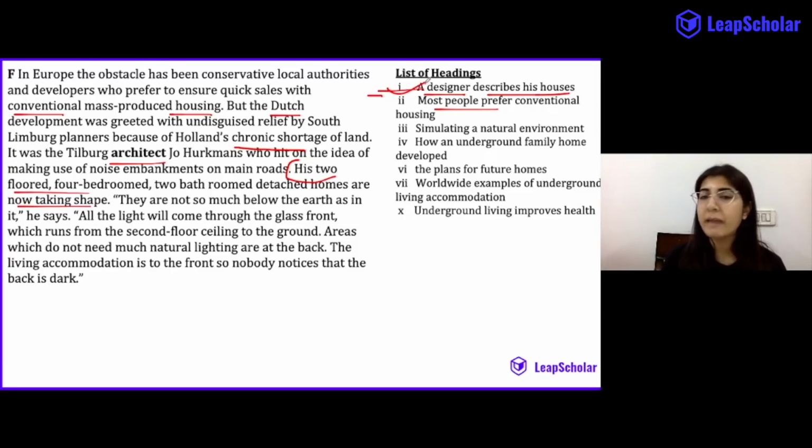So yes, there can be cases where you see exactly the same words, but then these are trick cases wherein that is not the actual answer. So my answer for paragraph F is 1. A designer describes his houses.